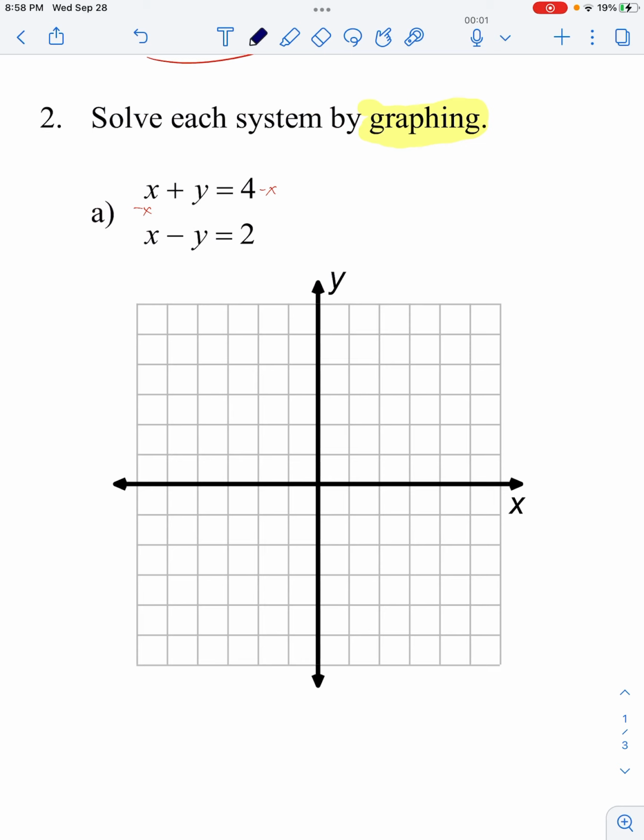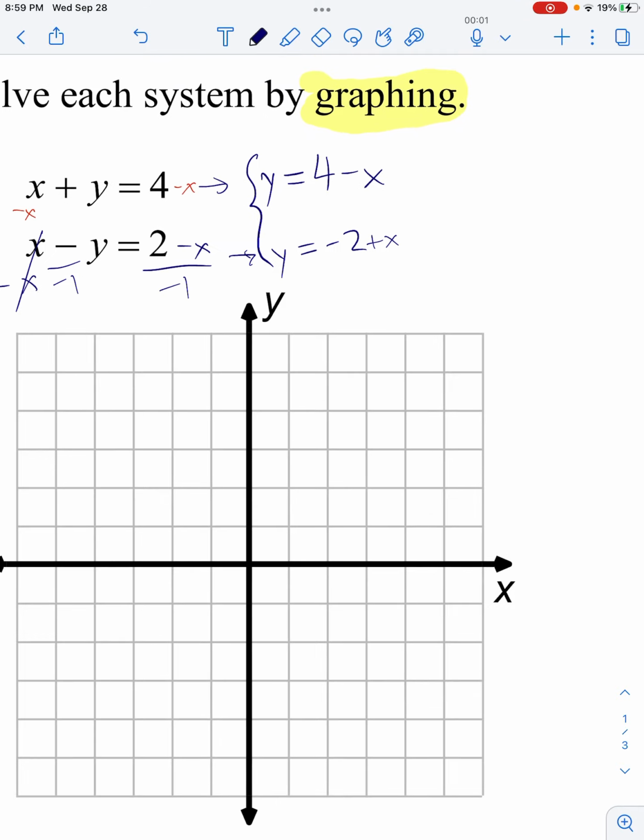I get y equals 4 minus x, okay? And then the second one down here, I'm going to get y by itself there. I'm going to subtract x and subtract x, and then that cancels out, and then I'm going to divide by -1 on both sides. So that gives me y equals -2 plus x, okay? So y equals 4 minus x, and y equals -2 plus x. So we're going to solve this by graphing.